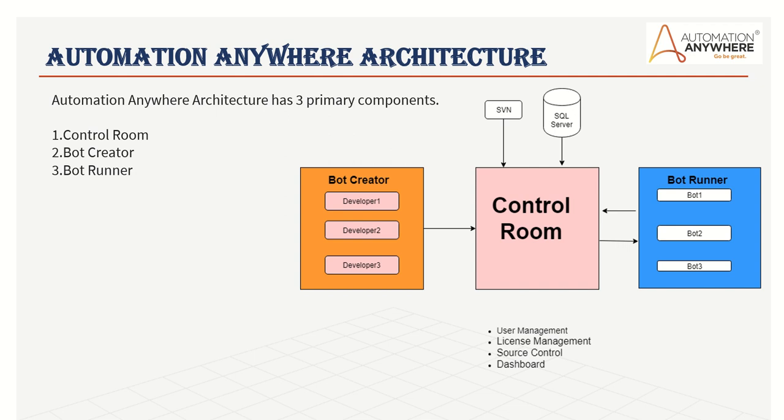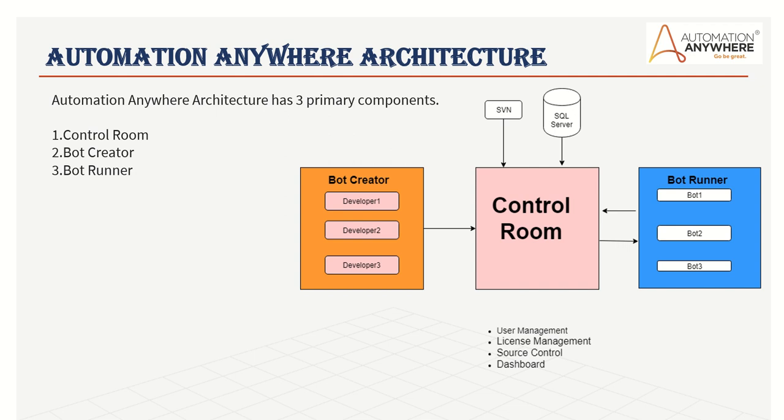What is control room? Control room is a web-based platform that controls Automation Anywhere. You can say it is the server of Automation Anywhere which controls all the bots. Apart from that, it also deals with user management, license management, source control, and dashboard. Source control is kind of a code repository for the bots, which is managed by control room. So it is very easy to share the code you develop across different systems as well. Dashboard is very simple.